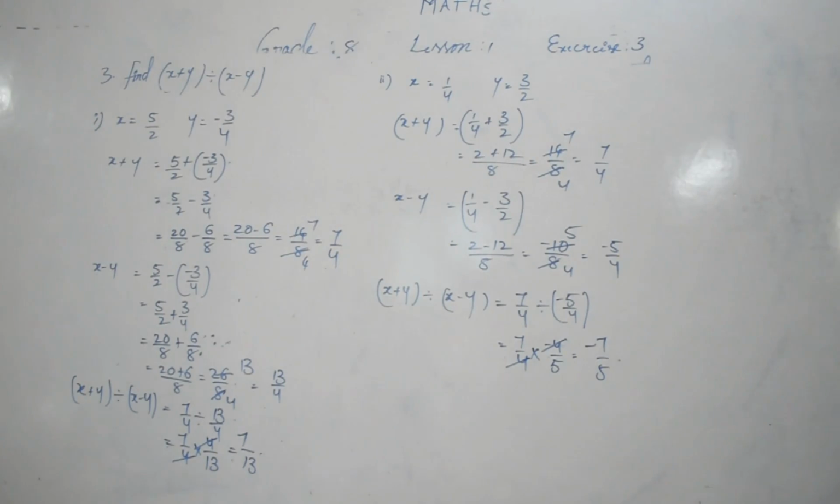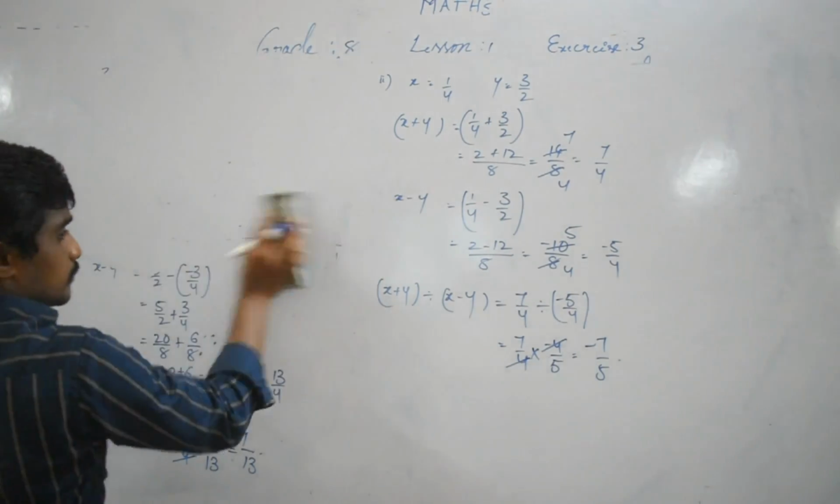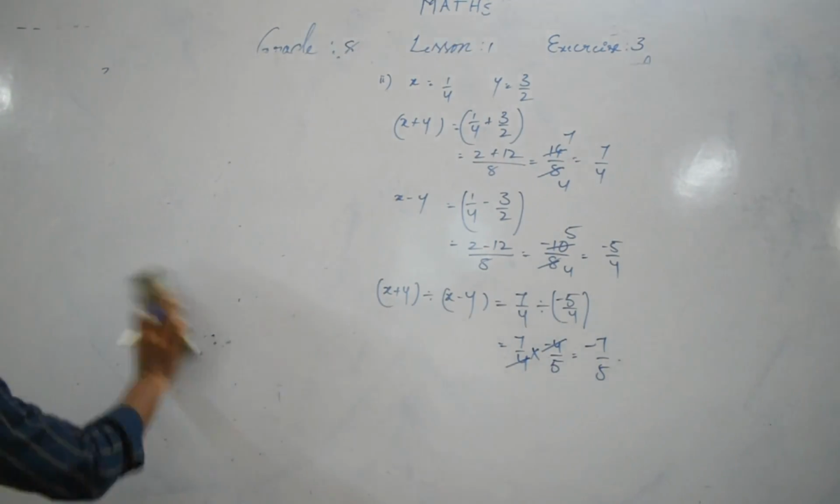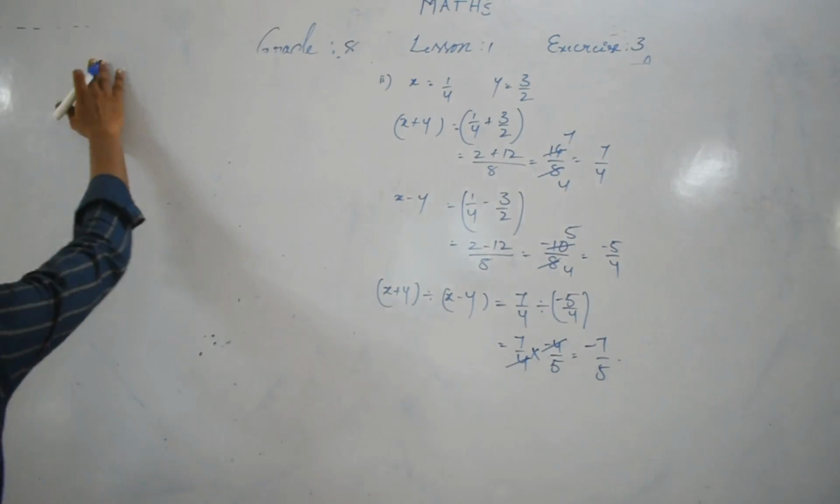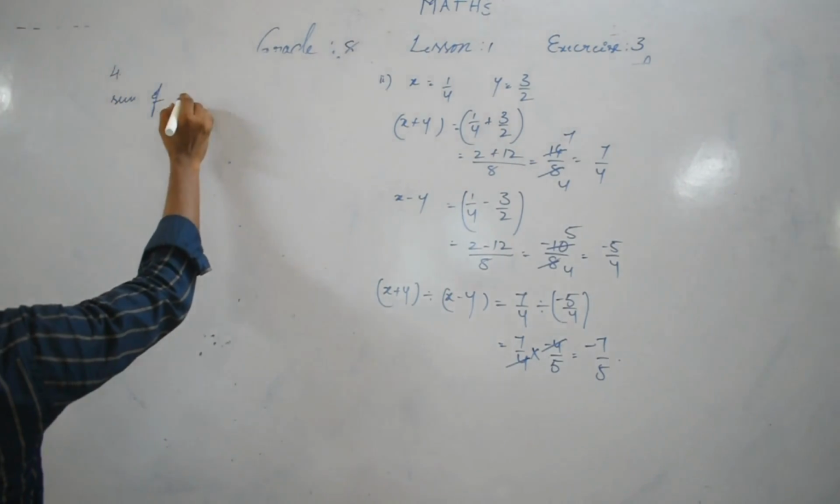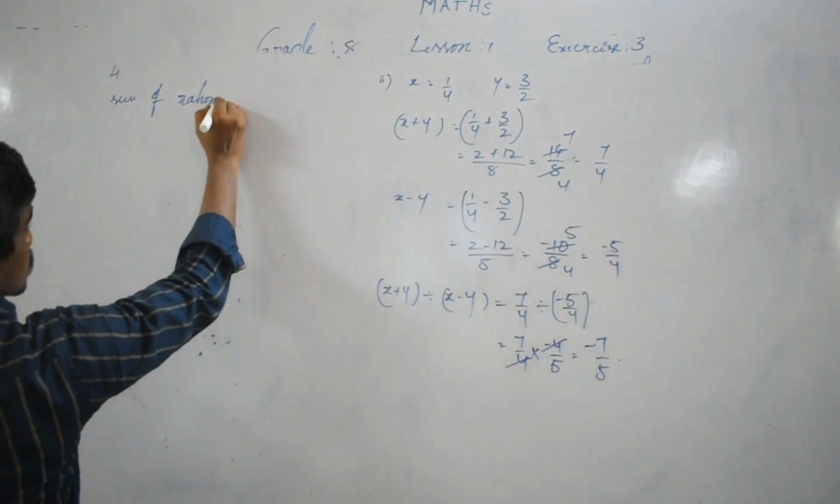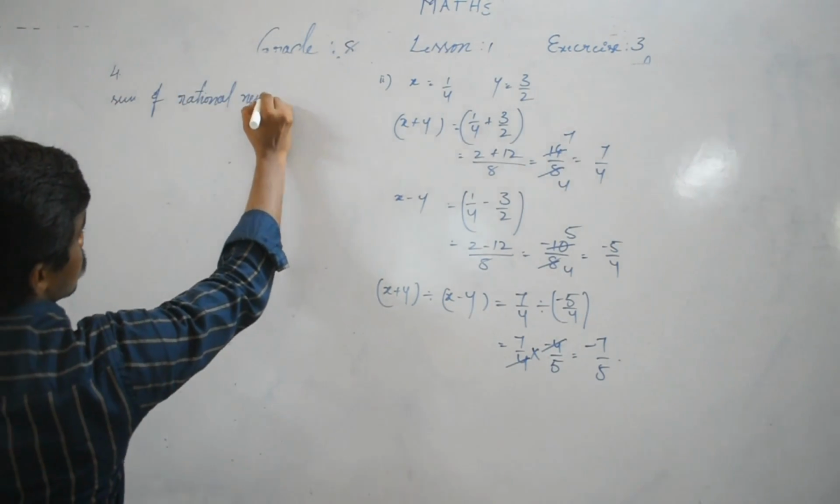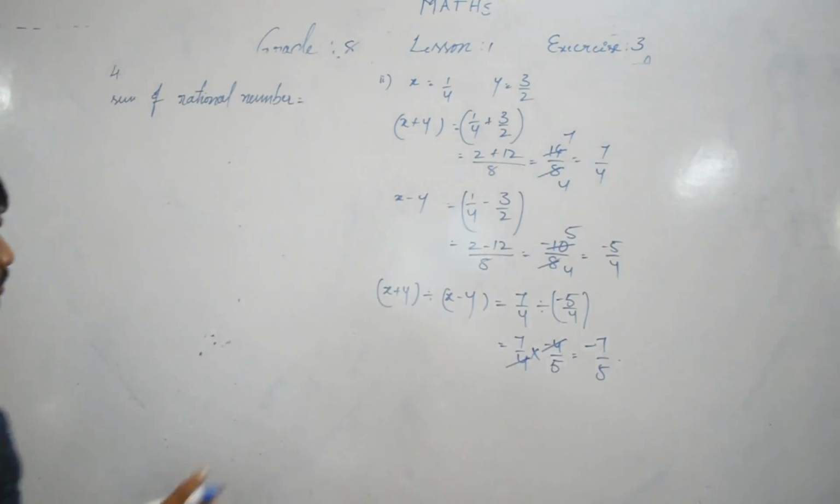Next one, divide the sum of minus 13 by 5 and 12 by 5 by product of minus 13 by 7 and minus 1 by 2. Here fourth one, sum of rational numbers. Two rational numbers we are added.